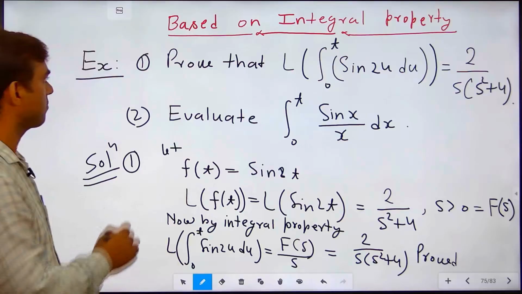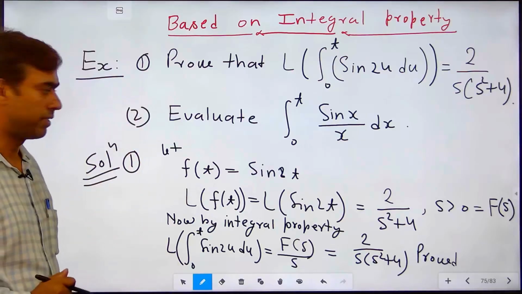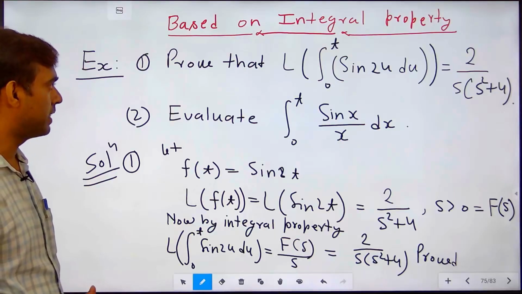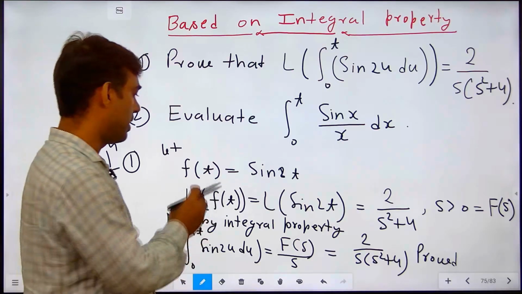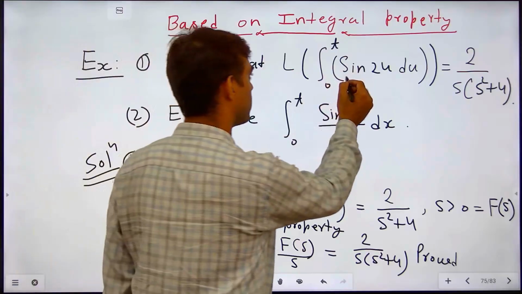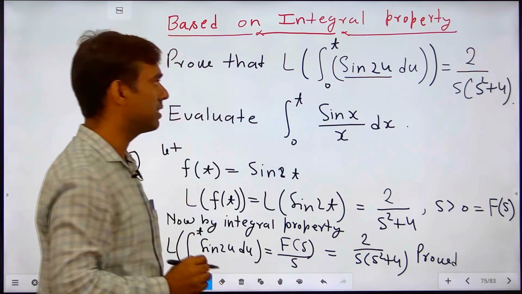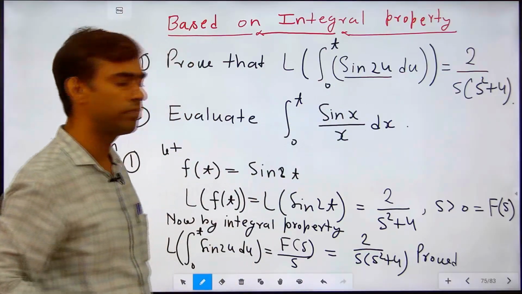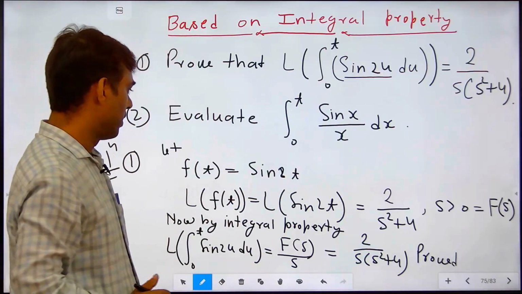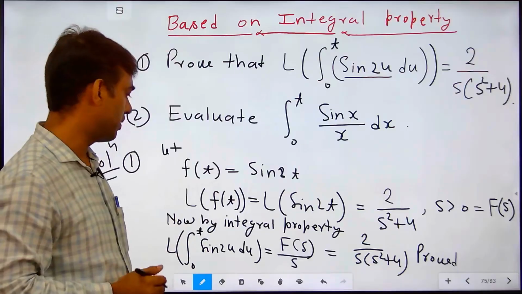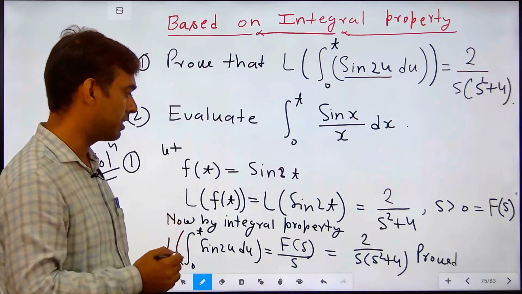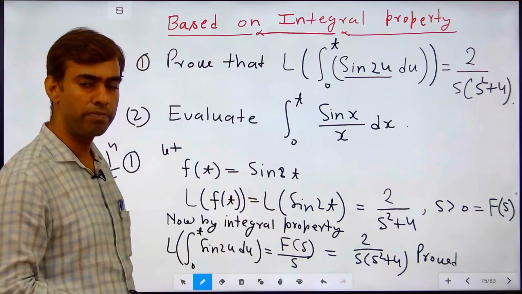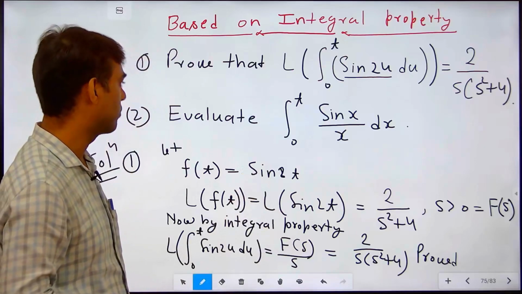So, now we are able to prove the first result using the integral property. It is very simple, just identify f(t). This expression is nothing else; we assume it is f(x), then the corresponding value is f(t). Once we find the Laplace transform for f(t), then using the integral property, we divide by s, and we are able to find the required result.